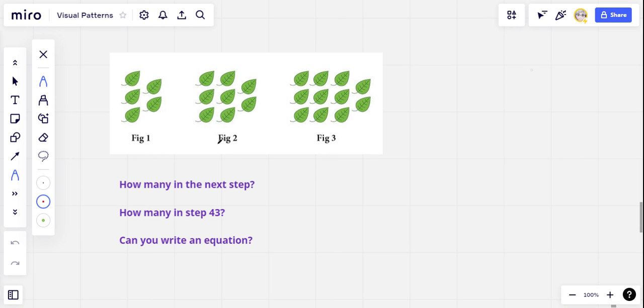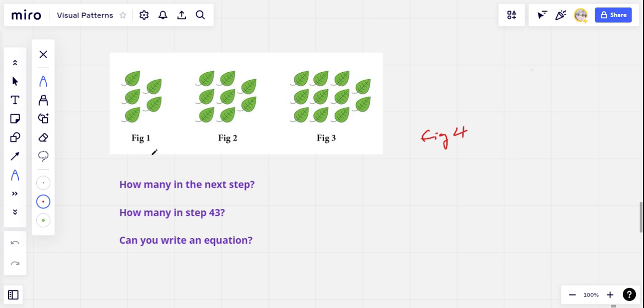Here's figure 1, here's figure 2, here's figure 3, and your challenge is to predict the number of leaves, maybe these are fig leaves, in figure 4. If you can do that, can you predict the number in figure 43? And can you write an equation to predict the number of leaves in any figure at all? If you'd like to accept that challenge, pause the video, work it out.